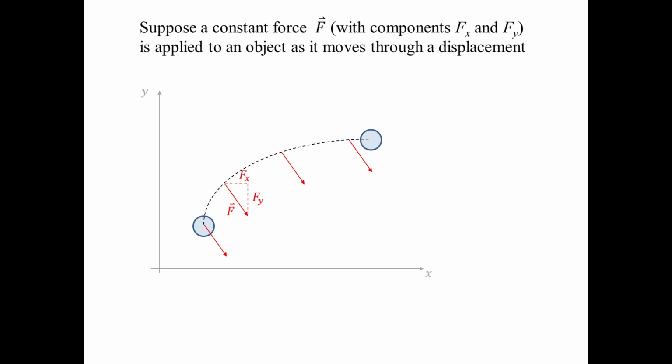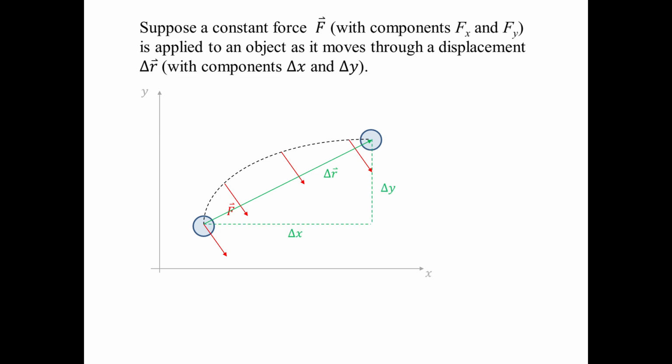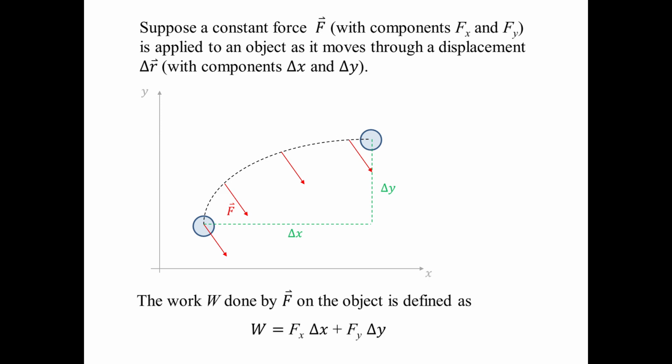Okay? Similarly, we also need to think about the displacement of the object between initial and final. So as it goes from the lower left to the upper right, the displacement vector looks like this. I've denoted it by delta r, and it also has x and y components, which I'll denote by delta x and delta y. And now with those pieces, we can express the work done by the force on the object as it moves from the initial to the final position.